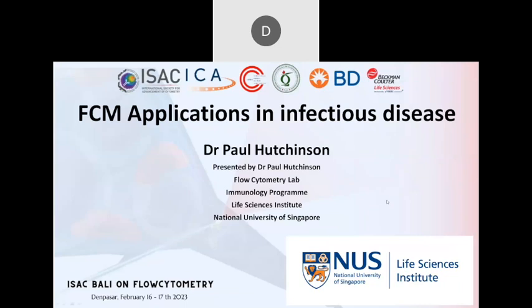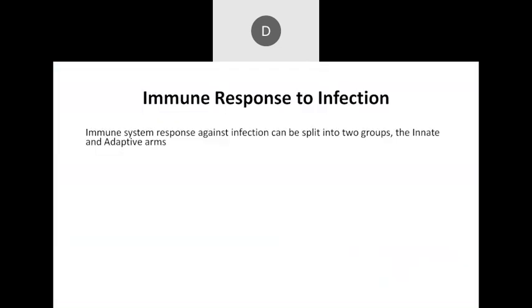Talking about flow cytometry in infectious diseases. I don't know what your immunology background is, but let's go back to the basics. The immune system response against infection can be split into two groups, the innate and the adaptive arms.